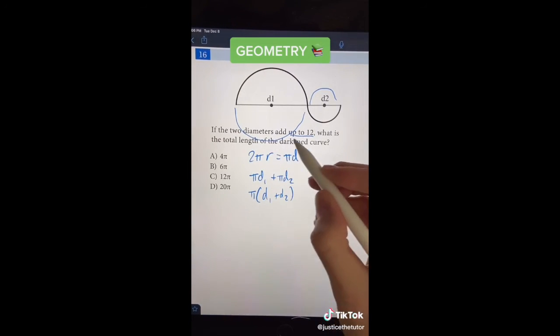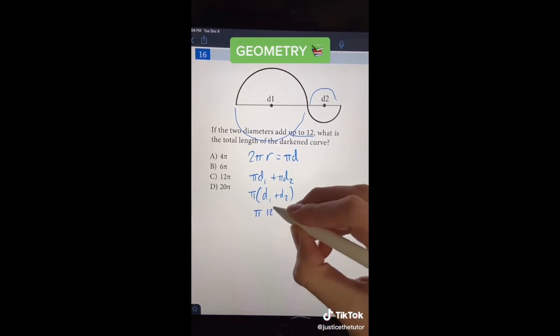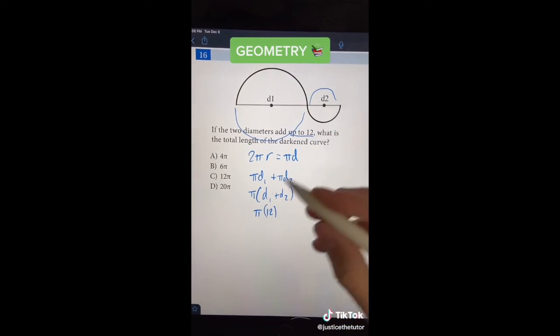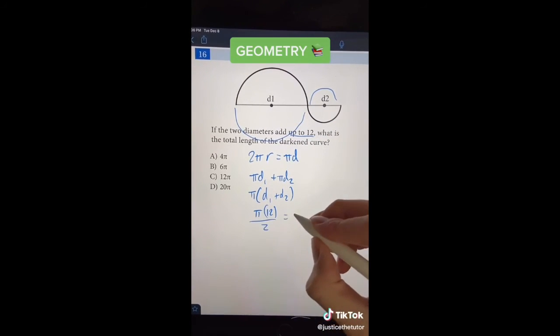They say the two diameters add up to 12. So this is just pi times 12, but since these are two half circles, we have to divide this number in half. So this is just 6 pi, which is B.